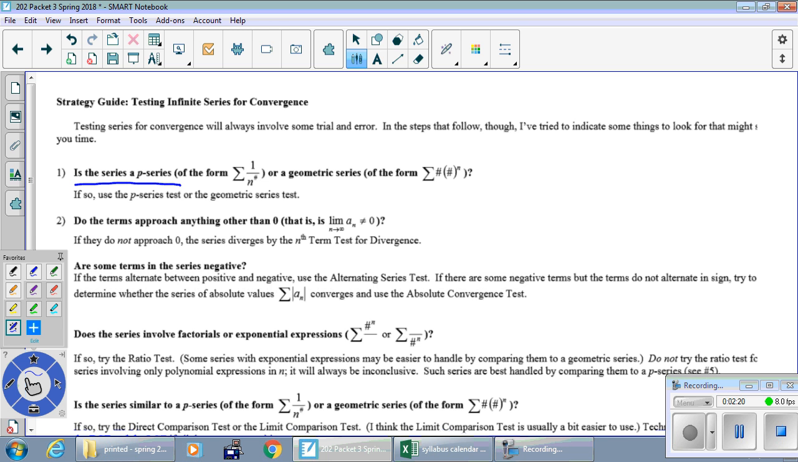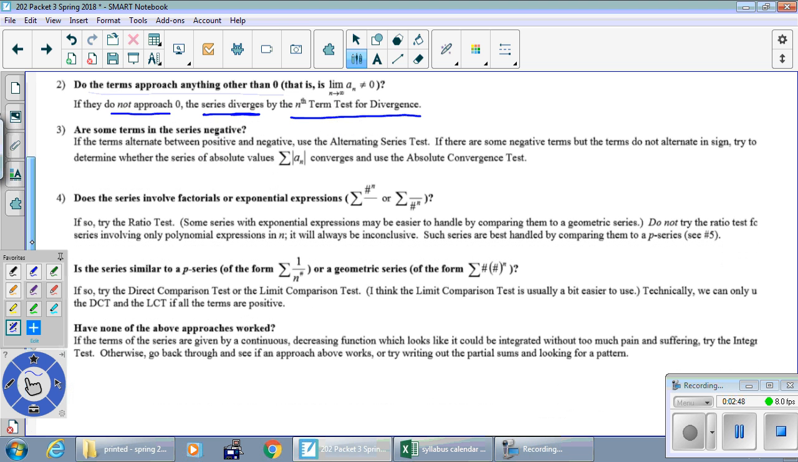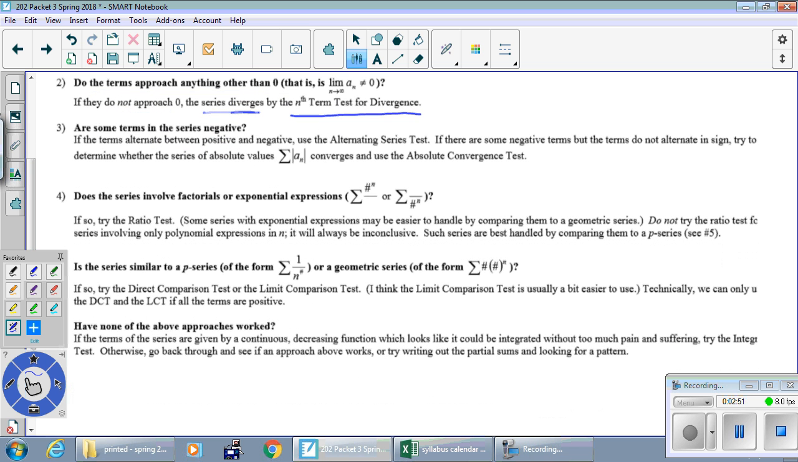So first, is the series a p-series, which means it's 1 over n to some number, or is it a geometric series, which looks like a number times a number to the n? If so, then it's really easy. It's just the p-series test or the geometric series test. If it's neither of those series, then ask our next question. Did the terms approach anything other than 0? If they do not approach 0, the series diverges. That is the nth term test, and you are done. If the first two questions didn't get us anywhere, then maybe you get to question 3. Are some terms negative? If so, then maybe the alternating series test, maybe the absolute convergence test.